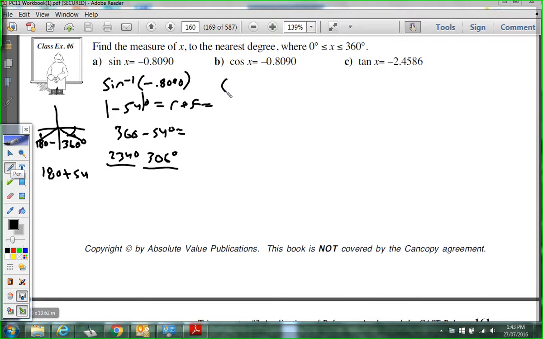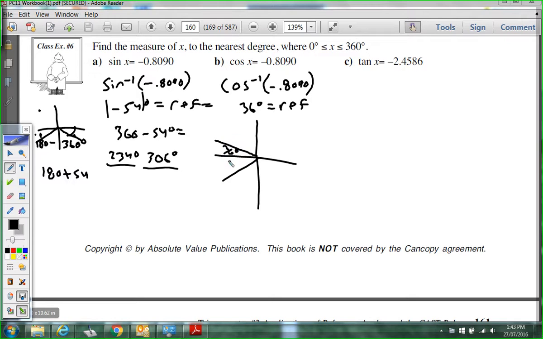So then again, we're going to go cosine inverse of negative 0.8090. So cosine's negative. So if cosine's negative, that means we're in quadrants 2 and 3. When we put that in there, it's going to give me a reference angle of 36. That's from your calculator. So I'm doing it here and here, that's 36, and that's 36. So what is this? That's 180 minus 36, so that's going to be 144. This is my first answer, and this is going to be 180 plus 36.